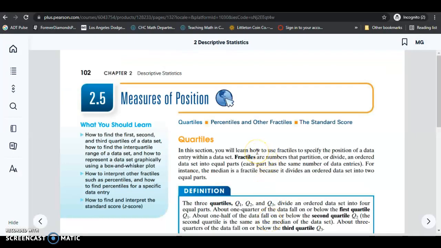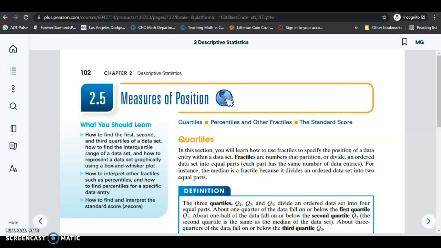So the book opens up section 2.5 by discussing what quartiles are. Quartiles are an example of fractiles. Fractiles are numbers that partition or divide an ordered data set into equal parts. So eventually we'll talk about what quartiles are, which are fractiles, and then we'll also talk about what percentiles are, which is also another fractile.